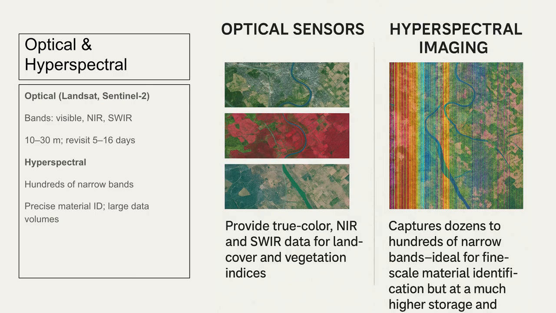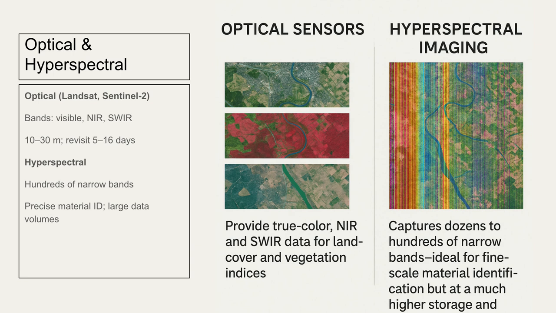Optical remote sensing relies on sensors that detect electromagnetic radiation in the visible, near-infrared, and shortwave infrared regions of the spectrum. The visible range captures true color imagery. Near-infrared is effective for evaluating vegetation health. SWIR offers information on soil moisture, mineral composition, and vegetation water content.